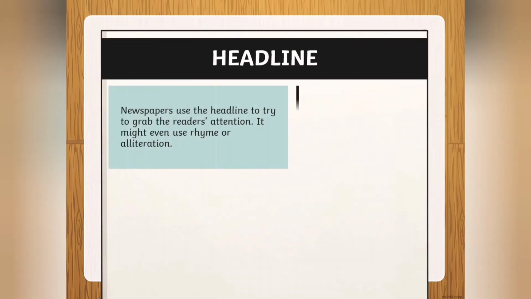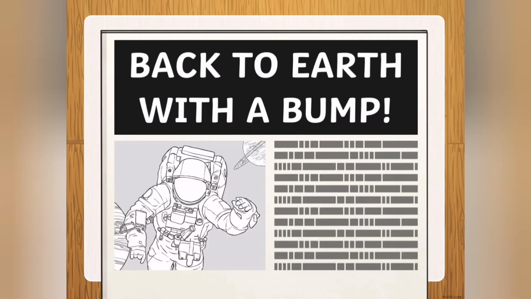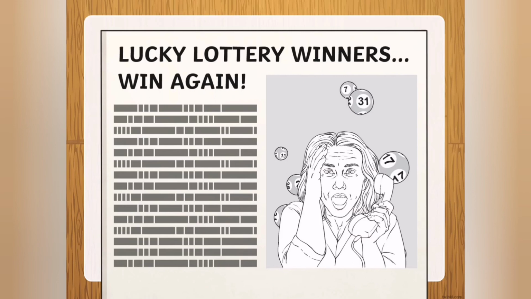Okay, a headline. Newspapers use headlines to grab readers' attention to their newspaper report. Therefore, your headline should be interesting and catchy. That's why some of the headlines have alliteration in them, or the words rhyme with each other. Like this headline and this headline.